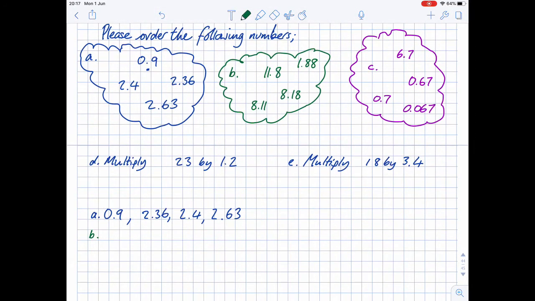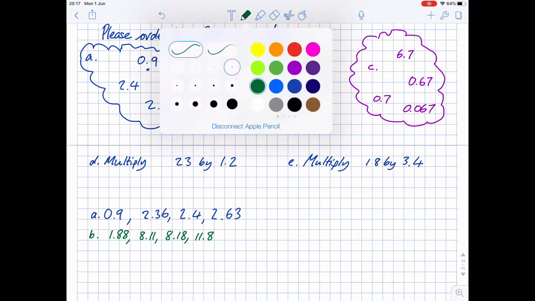The smallest number there is 1.88. Then we would have 8.11, then 8.18, then 11.8. Again, often they'll just have the same numbers and they'll just rearrange them. So they're just trying to trick you.